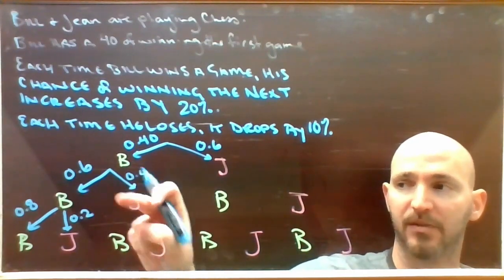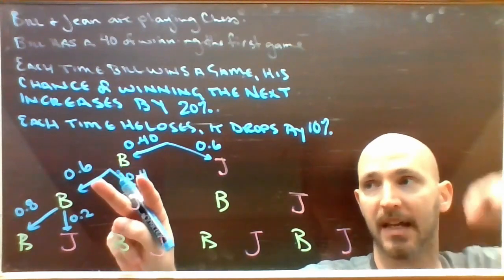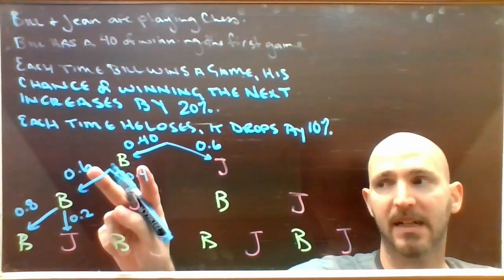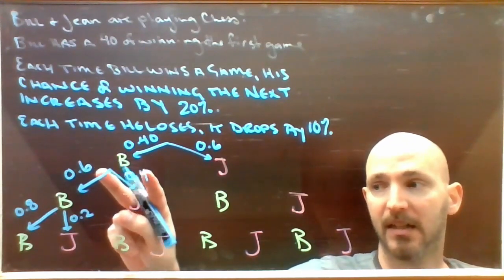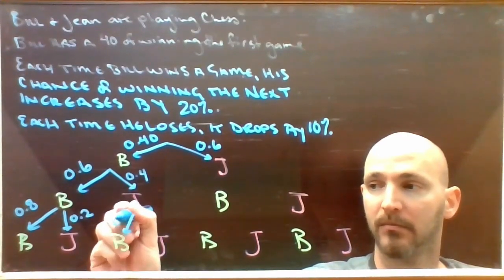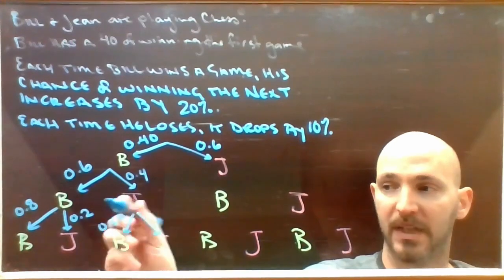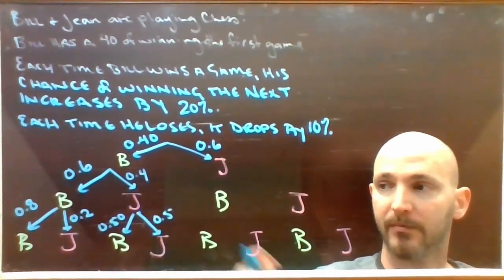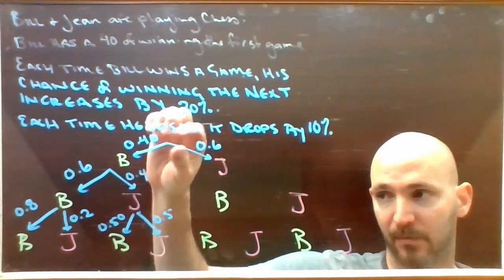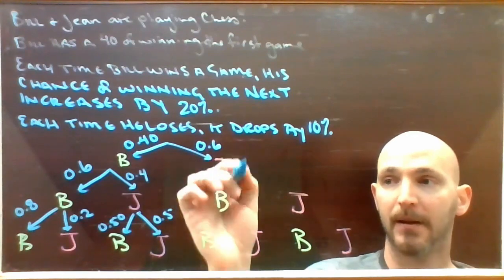On this branch, Bill has lost this game. Now if he loses this game, his chance to win the next one should drop by 10. So instead of 60 that he had here, he should only have 50 now. And then Gene's win will be the balance. So I've worked out everything in the tree that starts with Bill winning a game. So I'm going to do the same thing on the Gene side.